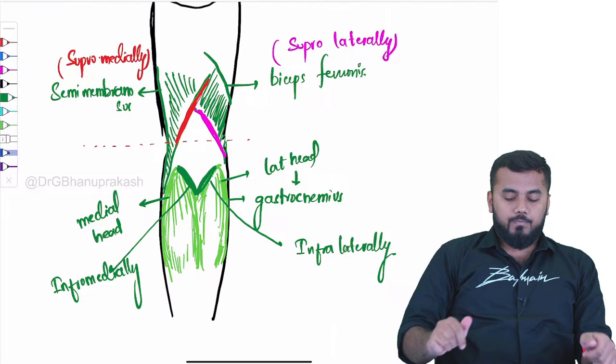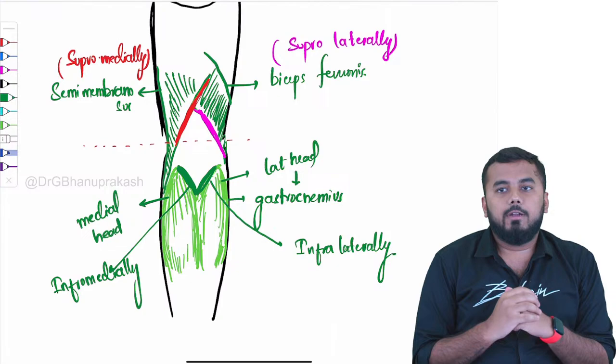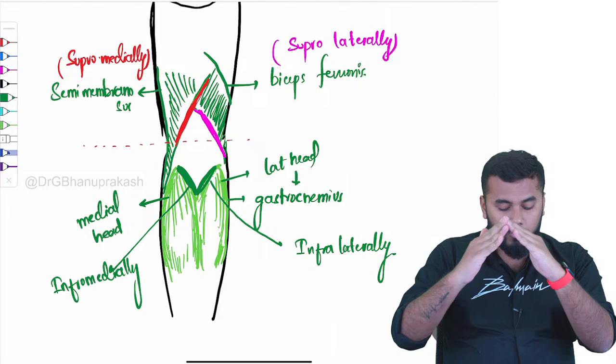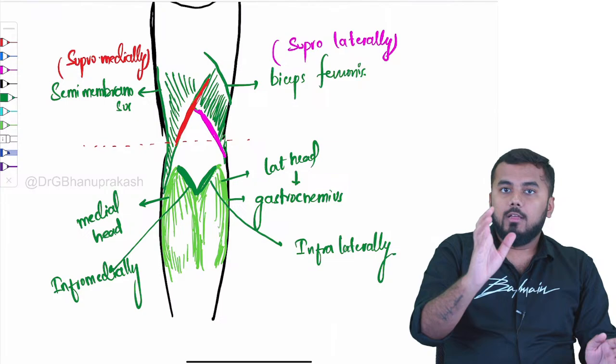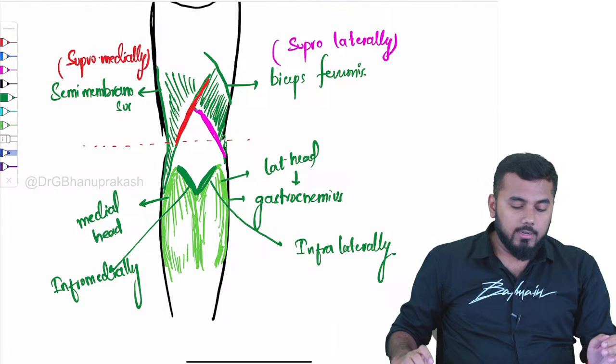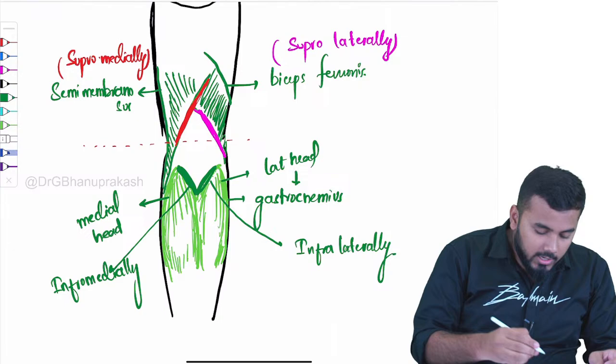Everyone, don't comment, just look here. Someone is asking me, what are the borders of the popliteal fossa? The borders are: superomedially semimembranosus, superolaterally biceps femoris, inferomedially the medial head of gastrocnemius, and inferolaterally the lateral head of gastrocnemius. All these four borders form the popliteal fossa. Question number one done. The second question is, can you tell me what are the contents of the popliteal fossa?